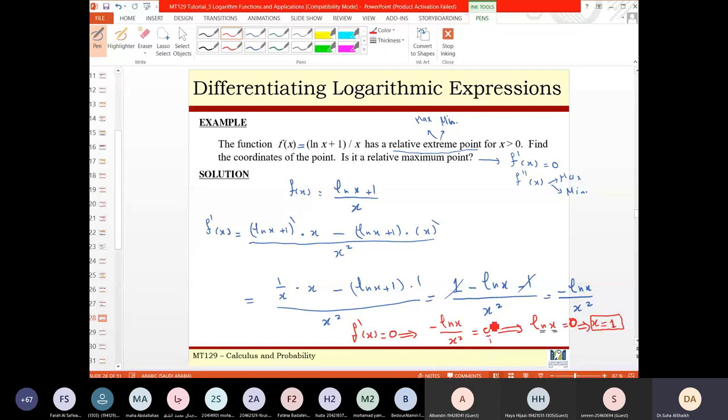When we do cross multiplication, it will be ln x equal to 0. If we apply the e, it means x is equal to e to the power 0, so x is equal to 1. So we got the value of x, and the y that is associated with this one is f of 1, so it's equal to ln 1 plus 1 over 1. The ln of 1 is 0, so this equals 1. So the point is 1, 1 actually.